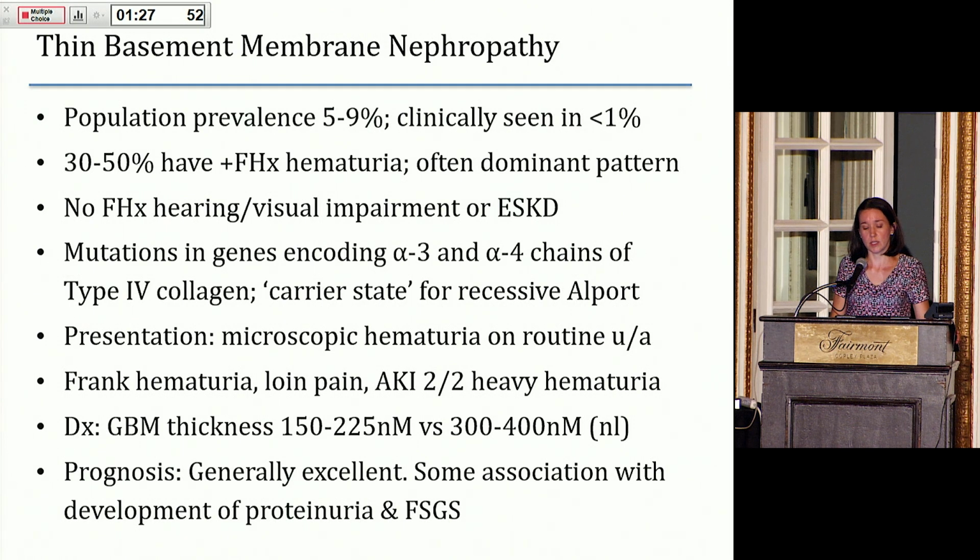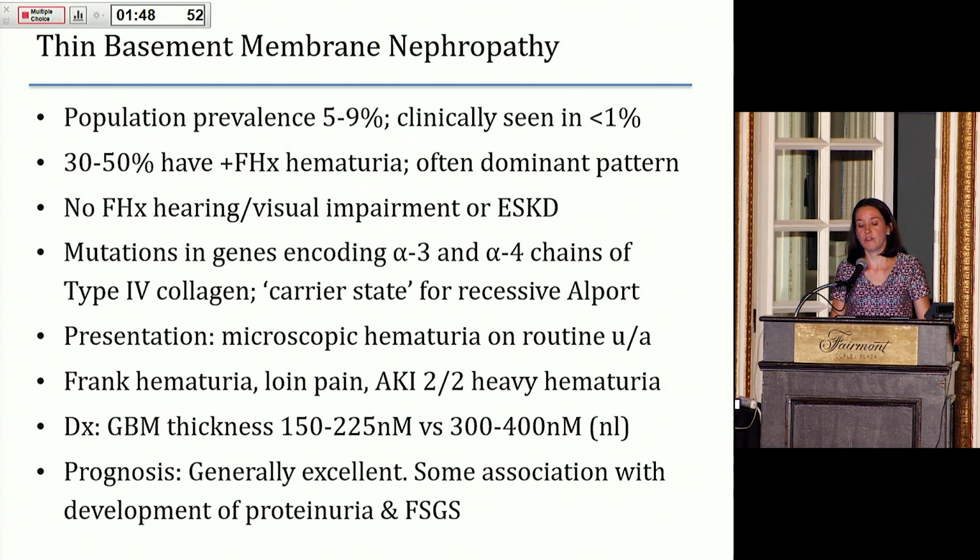So to talk about thin basement membrane, the classification of this has changed a little in recent years, and this now is considered within the family of Alport nephropathies, whereas a number of years ago we always thought this was a very benign condition. Based on biopsies of transplanted kidneys, it's estimated that the population prevalence is about 5 to 9%, whereas it's clinically seen in less than 1%.